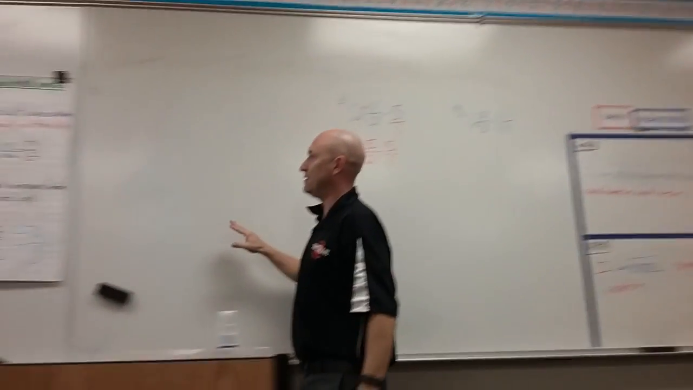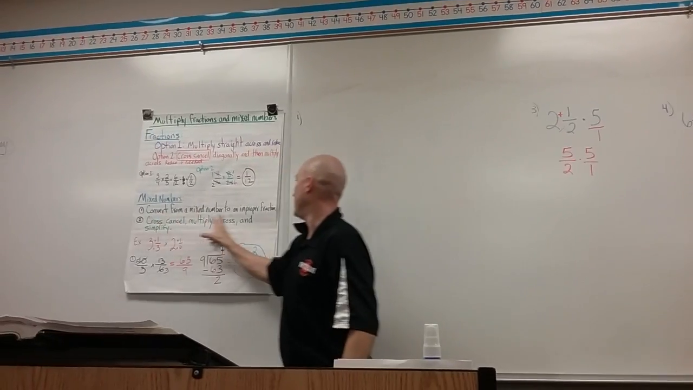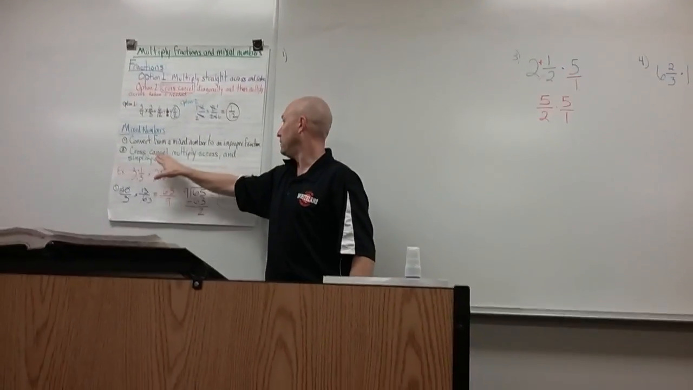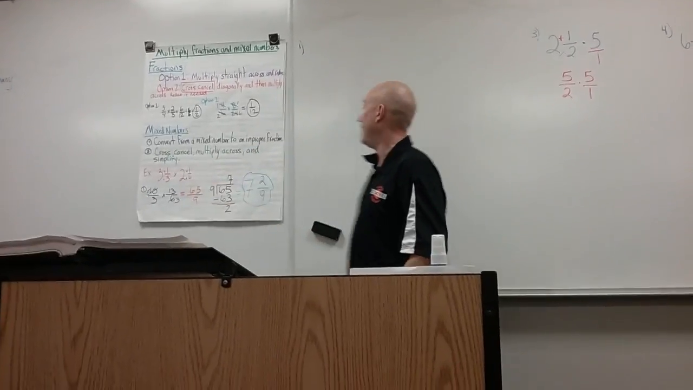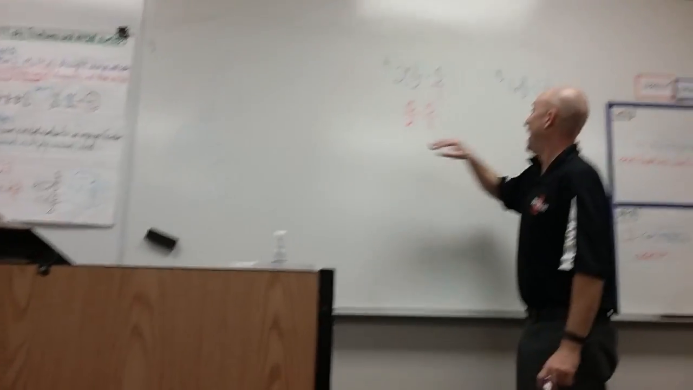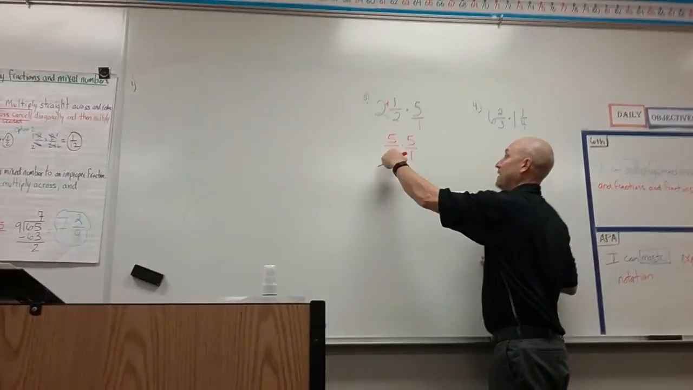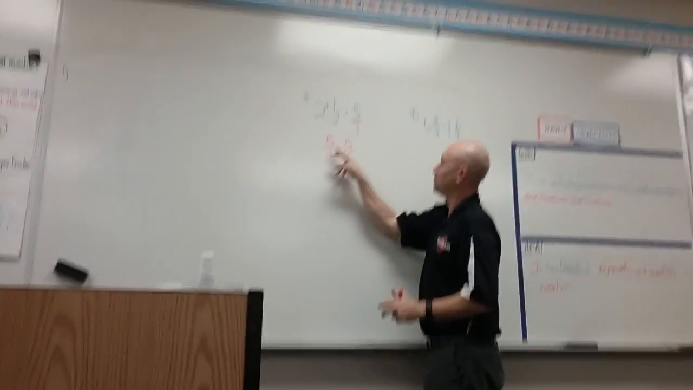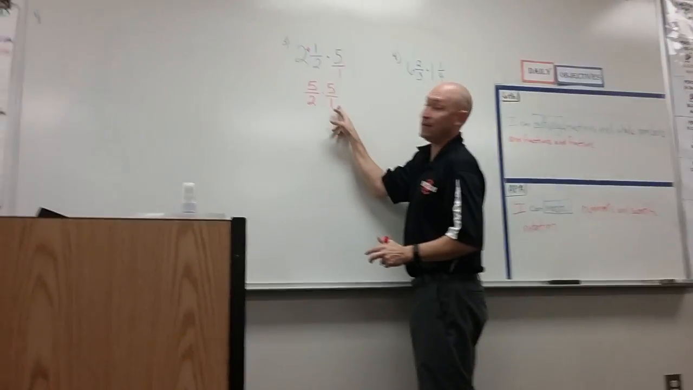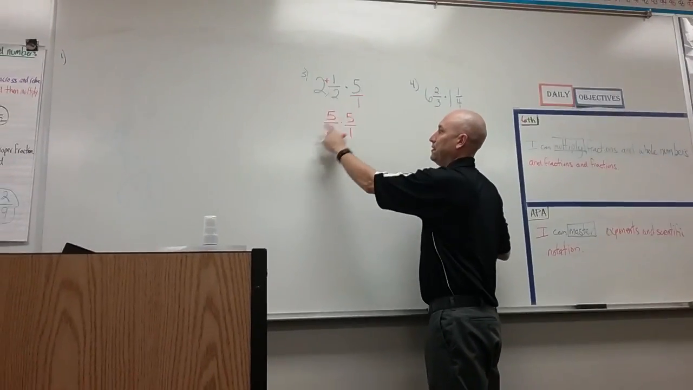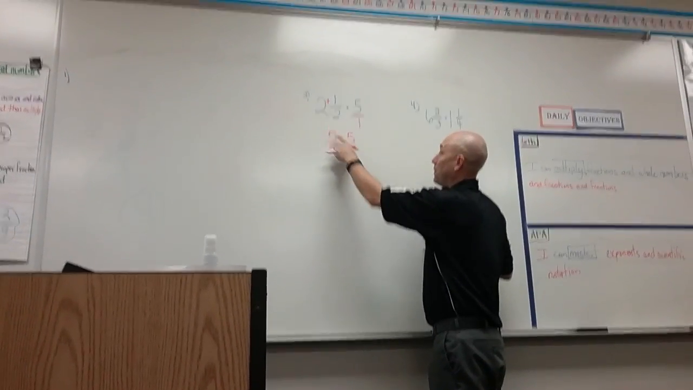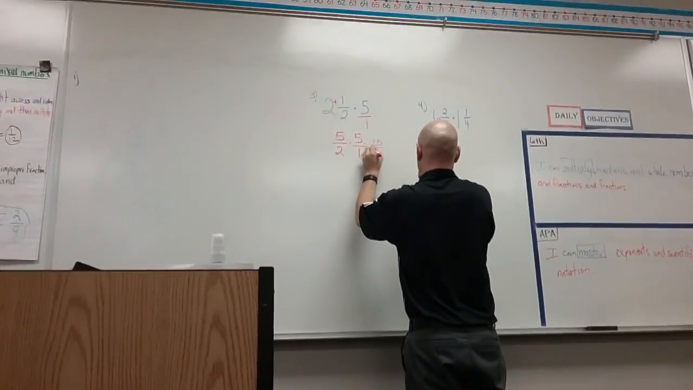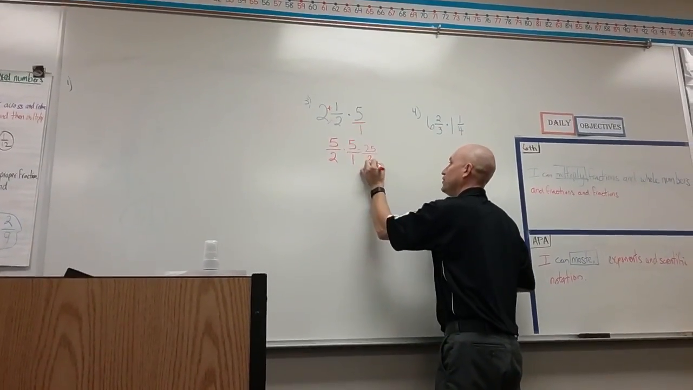Once I've added this step and I've converted from a mixed number to an improper fraction, now I can cross cancel, multiply across, and simplify. So I ask myself, is there anything that these two have in common that I can cross reduce or cross cancel? I can't do anything with 5 and 1. I can't do anything with 5 and 2. So I'm going straight across. 5 times 5 is 25. 2 times 1 is 2.